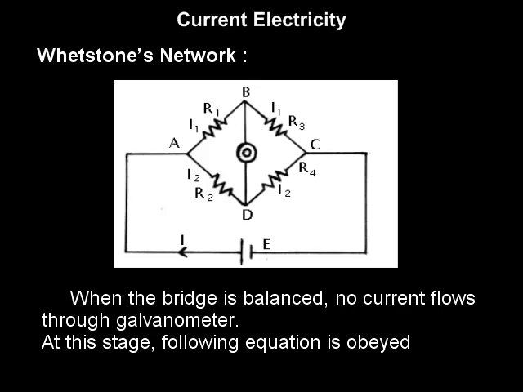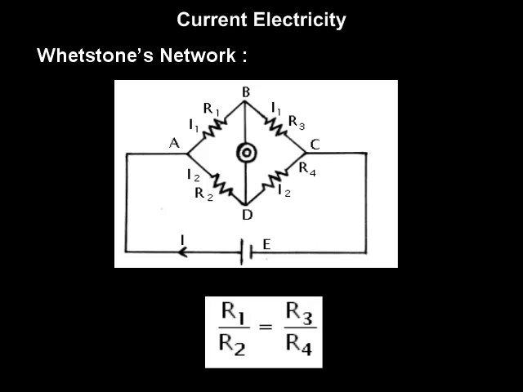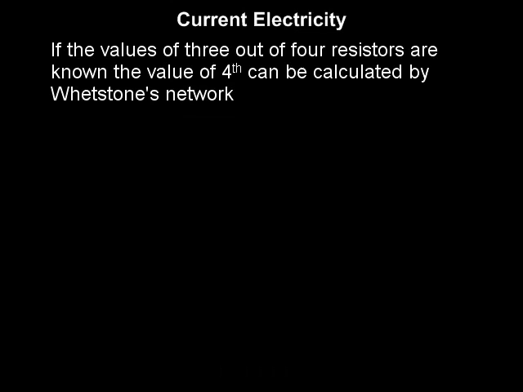At this stage, the following equation is obeyed: R1 upon R2 is equal to R3 upon R4. This is known as the balancing condition. If 3 out of these 4 resistors are known, the 4th can be calculated.